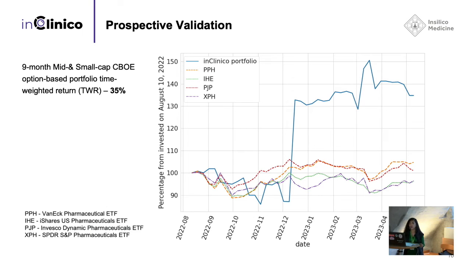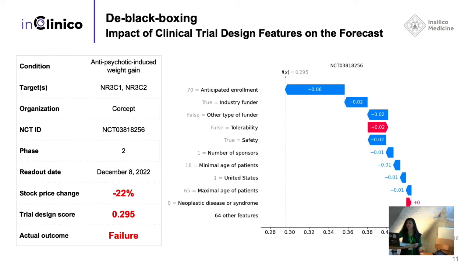And for this one, we actually did another prospective validation. For a 9th month, we found that the mid-cap and small-cap option-based portfolio time-weighted return, you can see, the Insilico portfolio actually went up by using the platform itself compared to the other stock options.